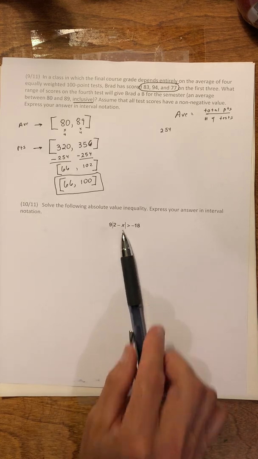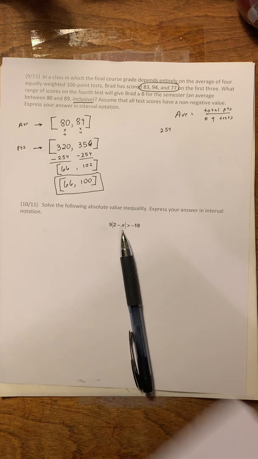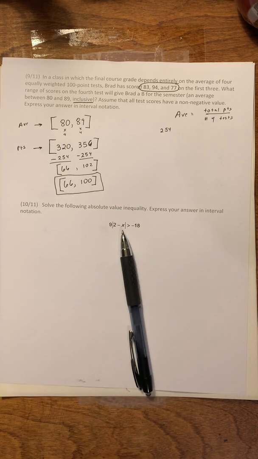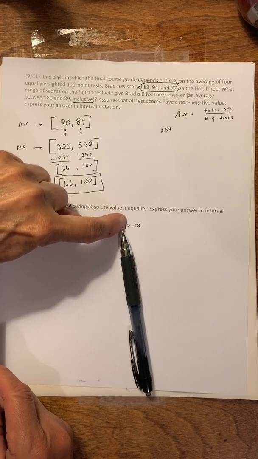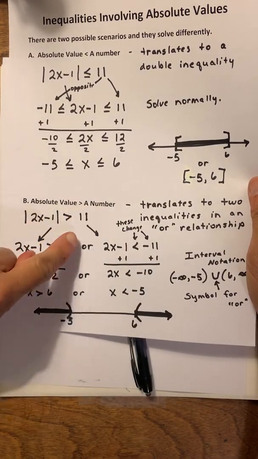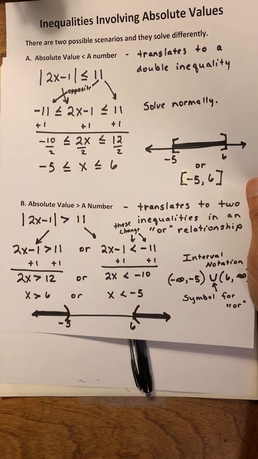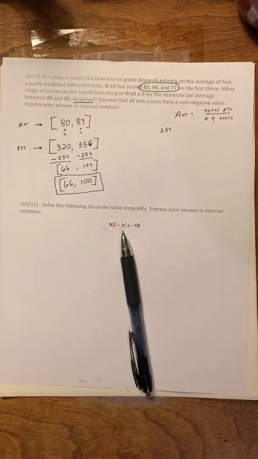All right, please note what this is. Let me see if I can find the notes that we took earlier. This is an absolute value is greater than a number. It's going to be this second example. It translates to two inequalities with an OR relationship. So let's keep that in mind.